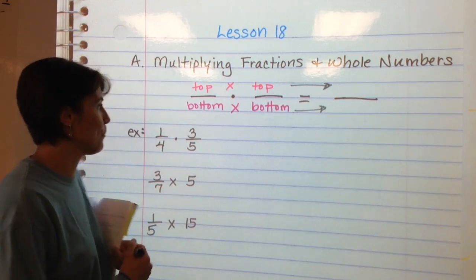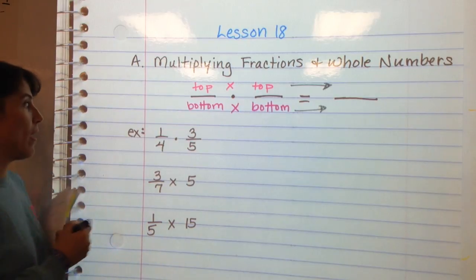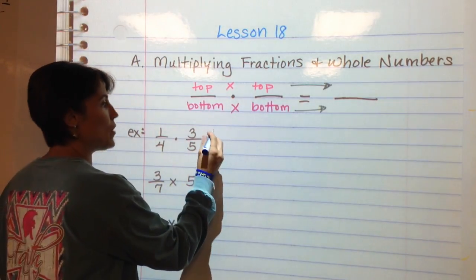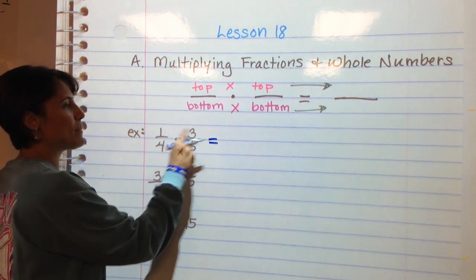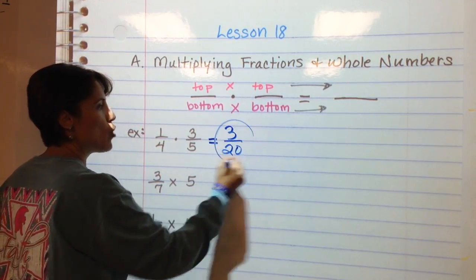Here we go. Ready? 1/4 times 3/5. Well, I don't know. I don't think I can do. Yes, you can. Top times top. Bottom times bottom. Boom.